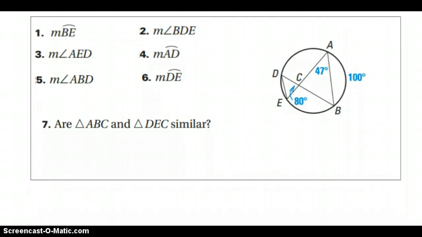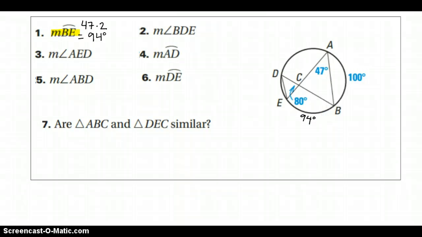Okay, so we're given a figure here, and it wants us to find several missing arc and angle measures. So let's look at number 1. We want to find the measure of arc BE, so that arc here. Well, we know that the inscribed angle that's related to this intercepted arc is 47 degrees. So to get the measure of the arc, we have to double that. So 47 times 2 gives us an arc measure of 94 degrees. So I'm going to put that out here outside of this arc. I know that that has to be 94.